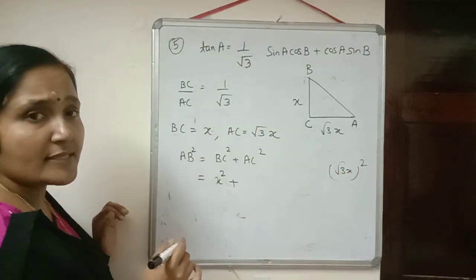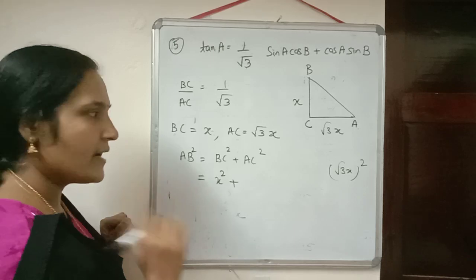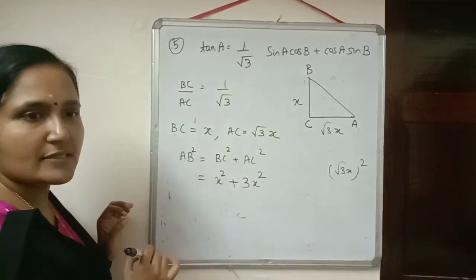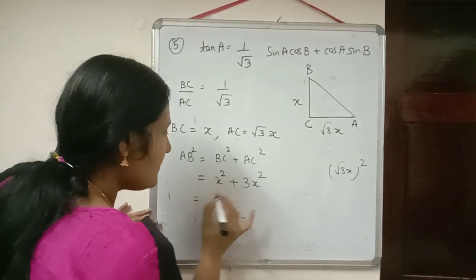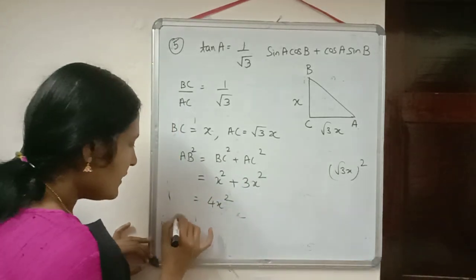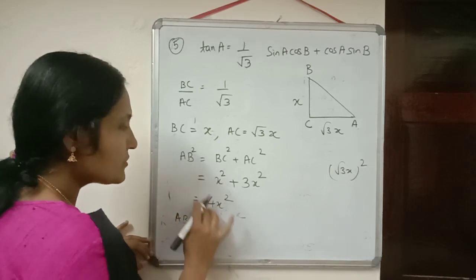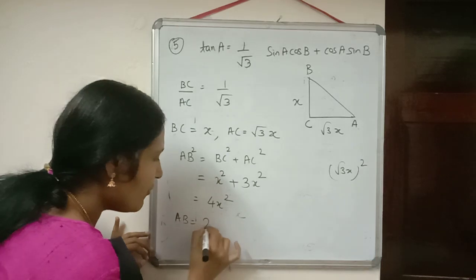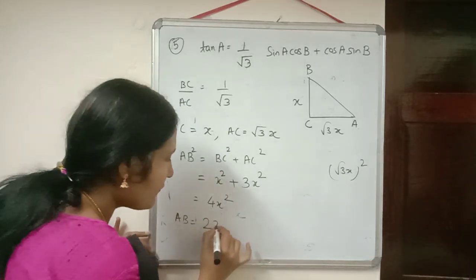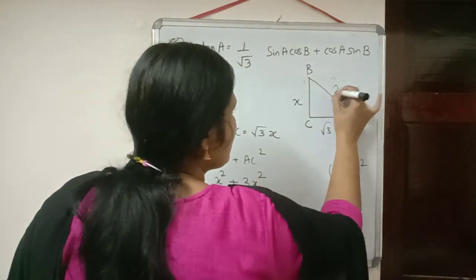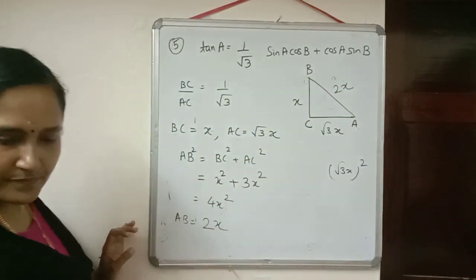What is root 3 square? Yes, correct. Root 3 square is 3. So we will get 3x square. 3x square plus x square will be equal to 4x square. Then AB will be equal to square root of 4x square. What is square root of 4? 2. Square root of x square is x. So we are getting AB is equal to 2x.